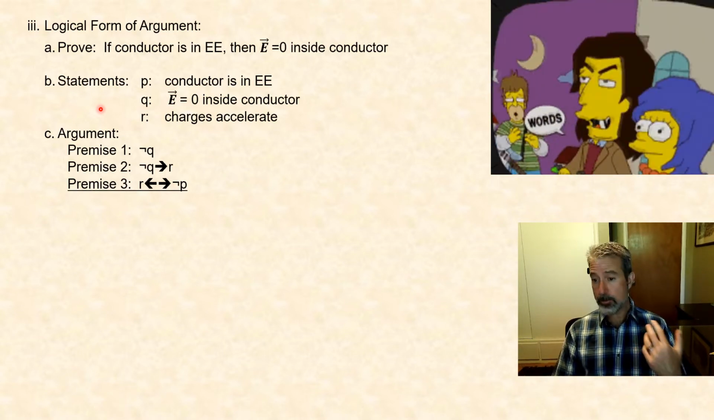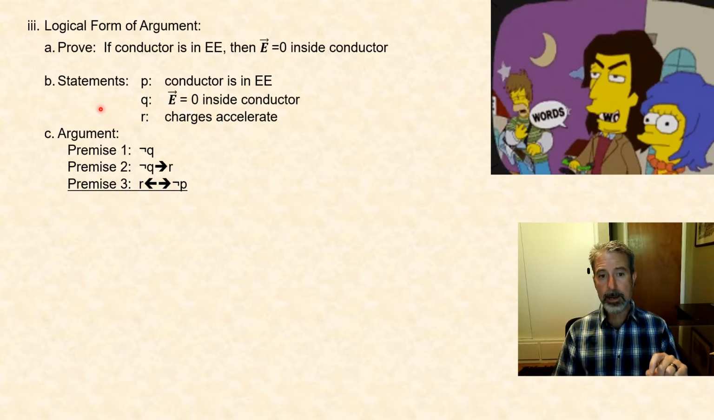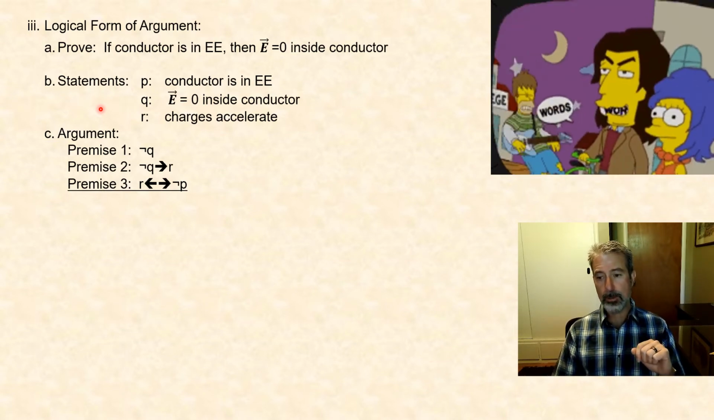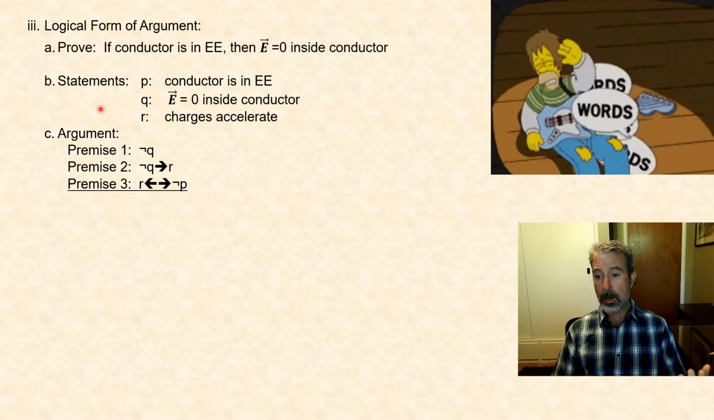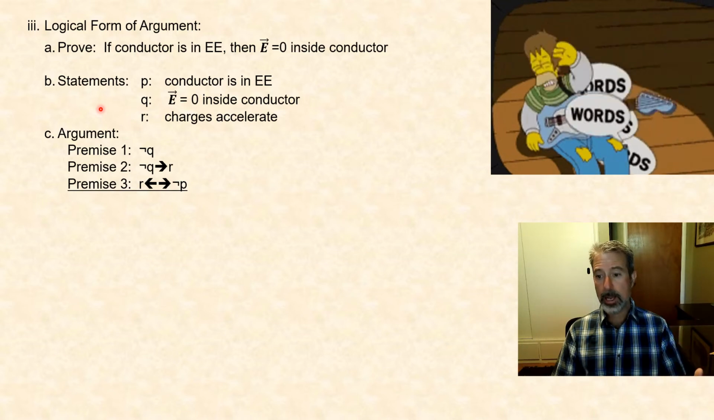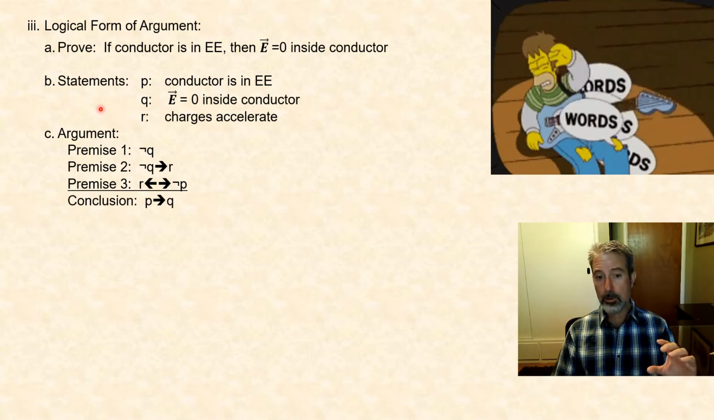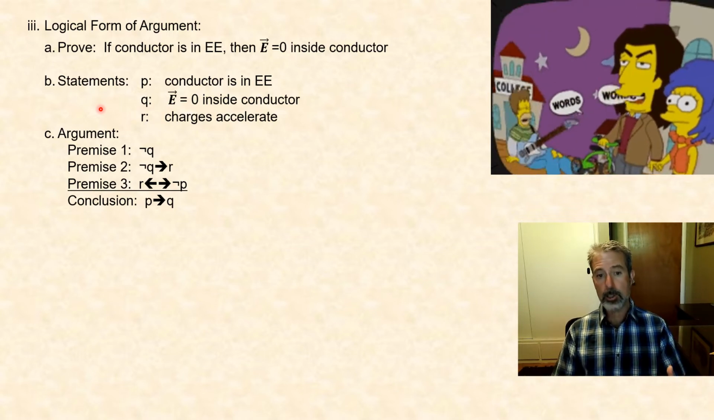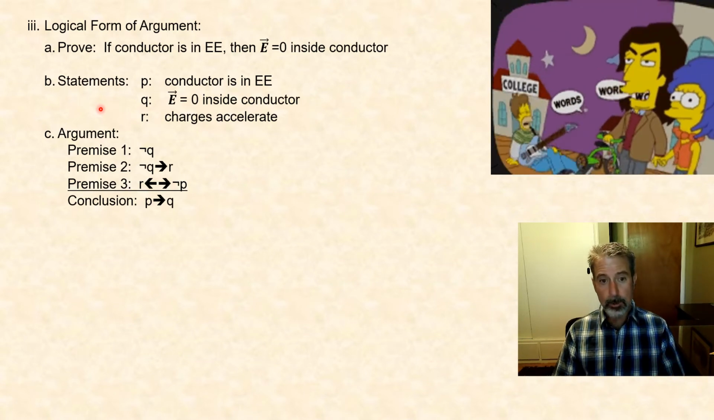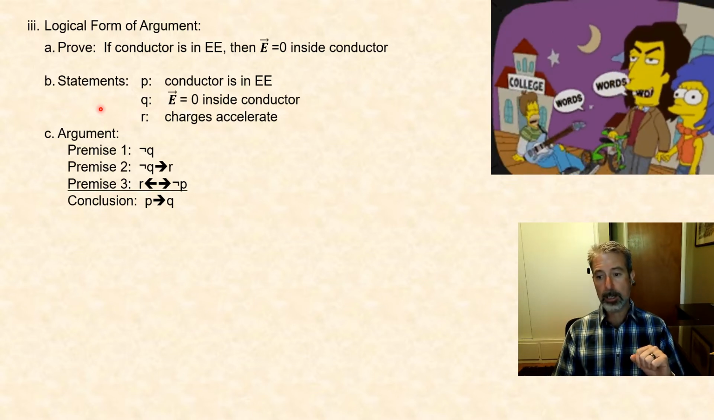In other words, if charges accelerate, that is equivalent, or basically says the same thing as a conductor not being in electrostatic equilibrium. And for this argument, if premise 1 and premise 2 and premise 3 are true, then we can conclude that P implies Q. That if the conductor is in electrostatic equilibrium, then the electric field must be zero inside this conductor.